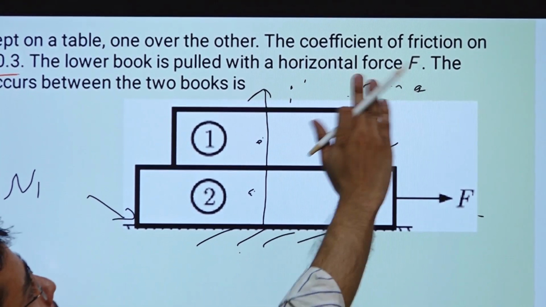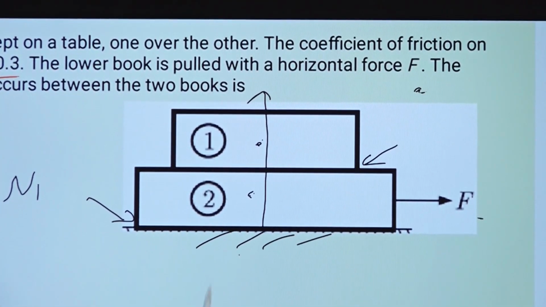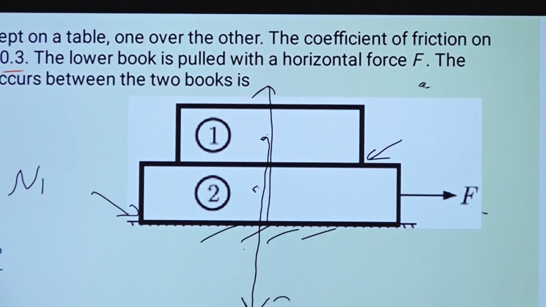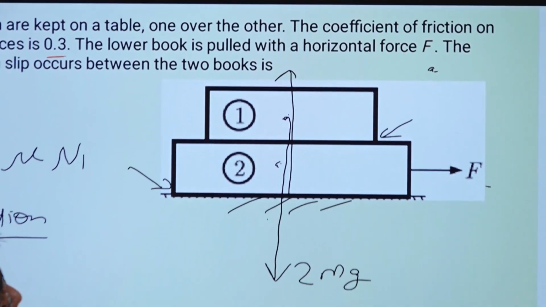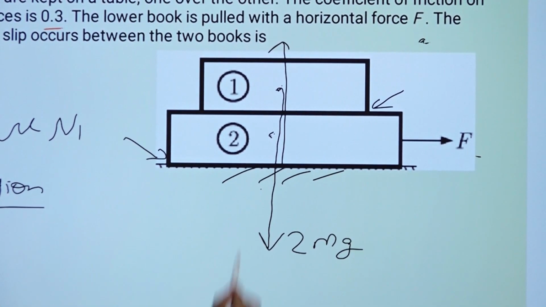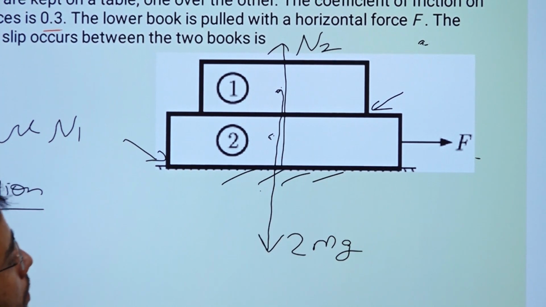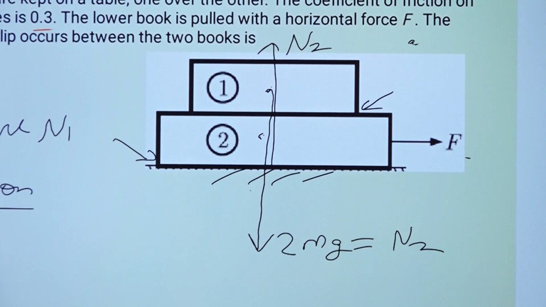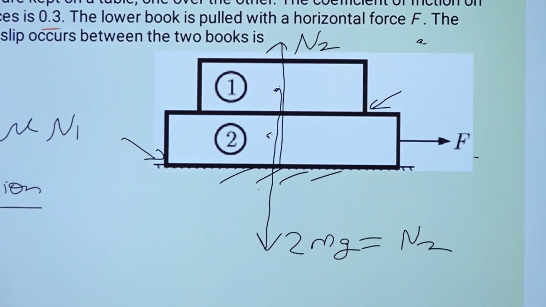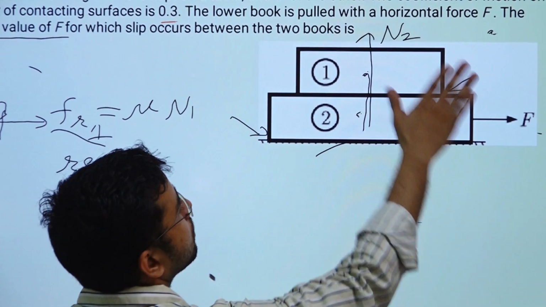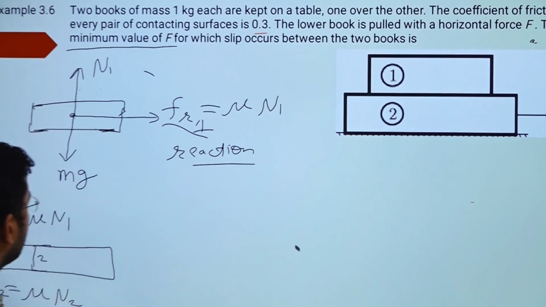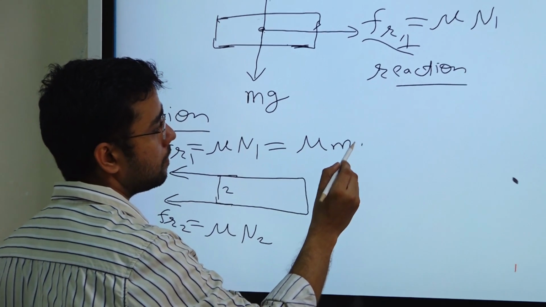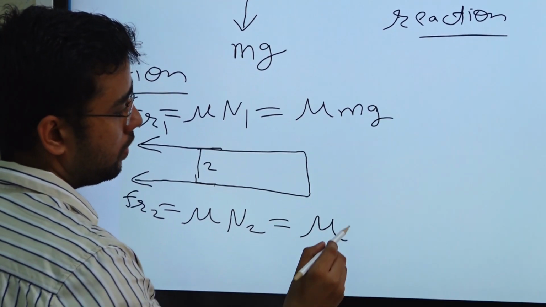So let us see again. The weight of the upper body is mg and lower body is mg. So total force in downward direction will be 2mg. So when you make equilibrium of forces in y direction, this is N2. So N2 will become equal to 2mg, right? So that's how N2 will become equal to 2mg. Okay, so now we will put the value: Fr1 is mu mg, Fr2 is mu into 2mg.